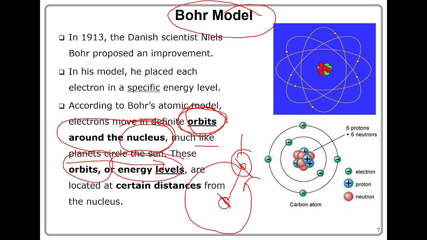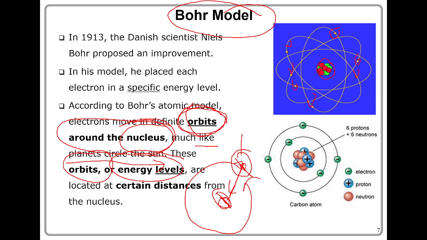This is in line with what Rutherford was saying, that the distance between the nucleus and an electron is empty space, meaning there is nothing there. So you can have a nucleus there, then you have electrons rotating around the nucleus, the similar way planets rotate around the sun.